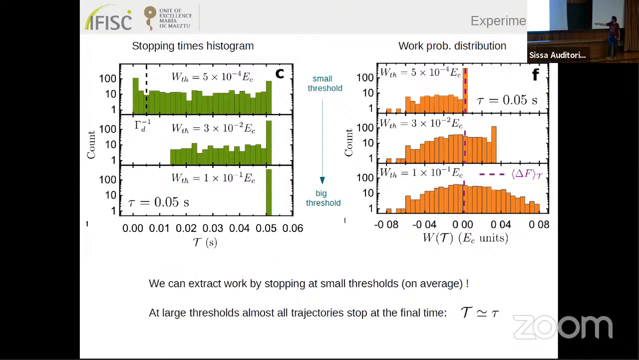And for very large thresholds, what happens is that almost no trajectory is stopped before the end because the threshold is very high. And then you recover the usual probability distribution that you expect for the work, with average over the change in the free energy.